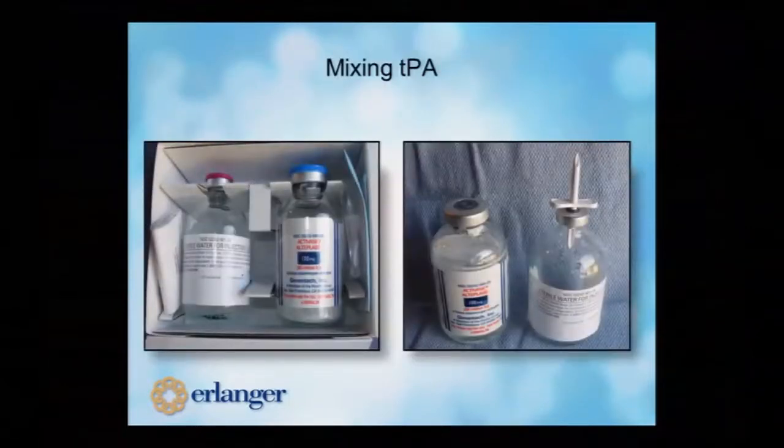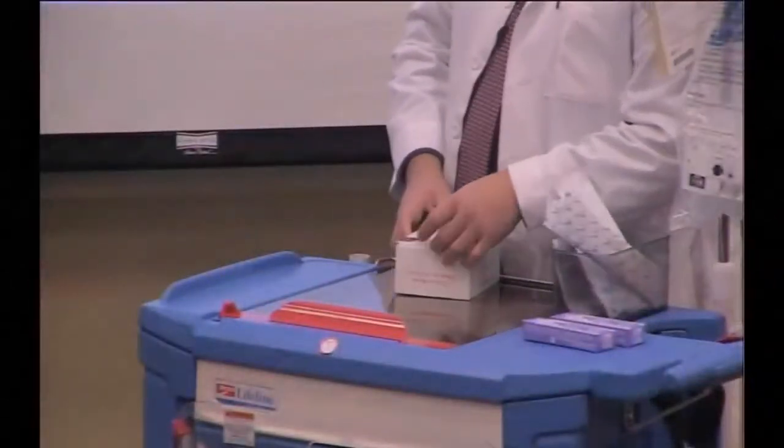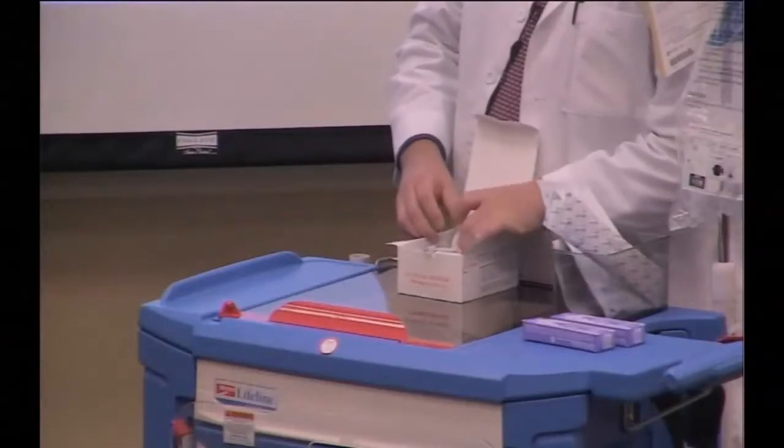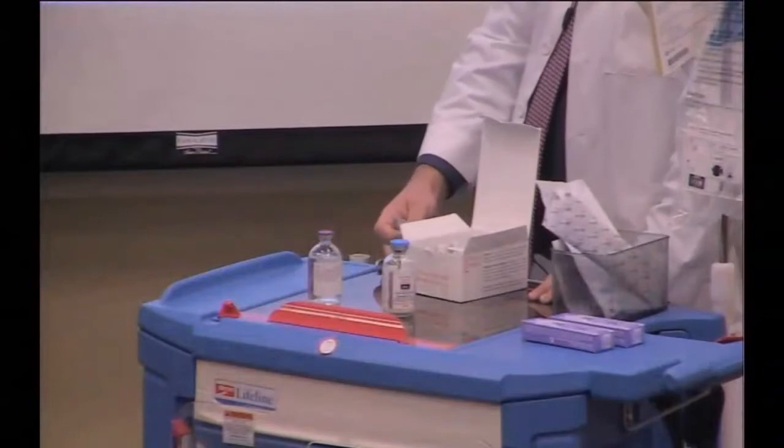So in mixing TPA, it comes in a box just like this. You have the 100 milligram vial, and then you also have the sterile water for injection. And then there's also going to be a transfer needle in a nice, pretty package here on the side, right here, for how to put them together. There's only one wrong way to do this.